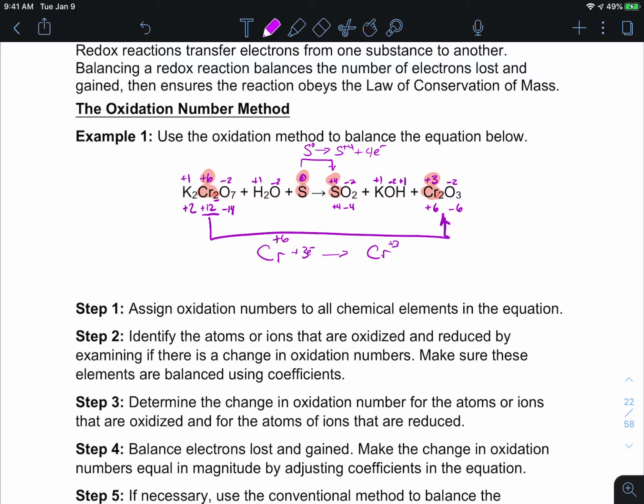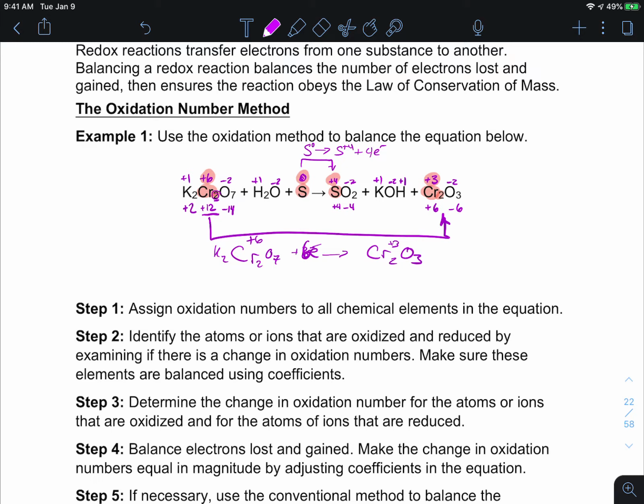So what are we going to think about here? Because of this 2 down here, we're going to have 6 electrons, right? So maybe we should expand this a little bit and say we're talking about K2Cr2O7 plus 6 electrons to give us those 2 in the Cr2O3. The sulfur one doesn't matter so much. So 6 and 4, we need to think about what is the lowest common denominator here for that 6 and 4 electrons.